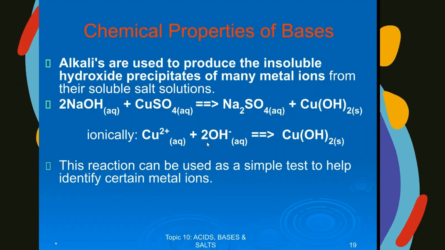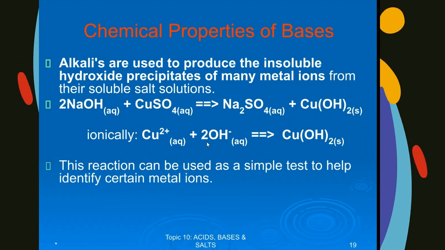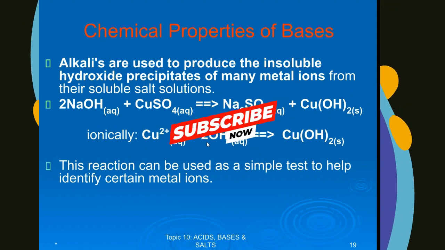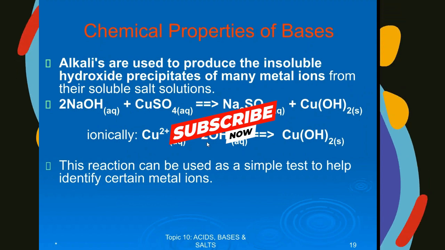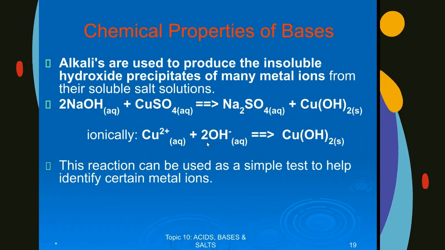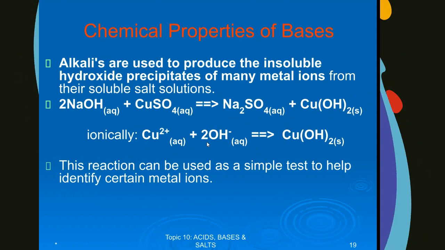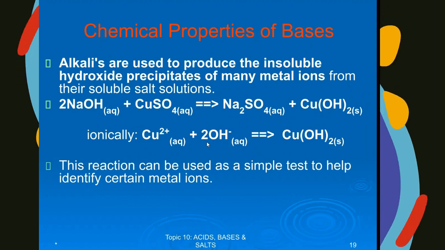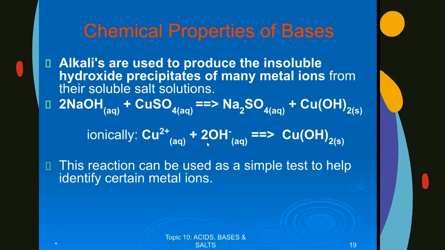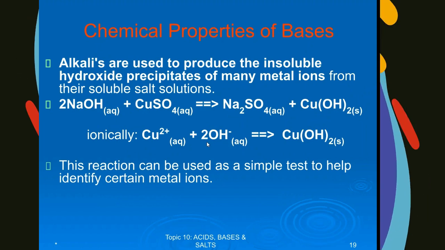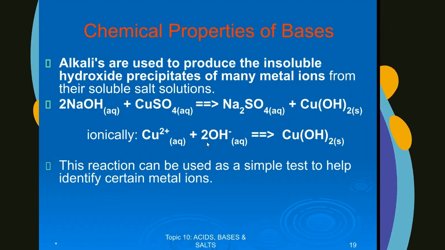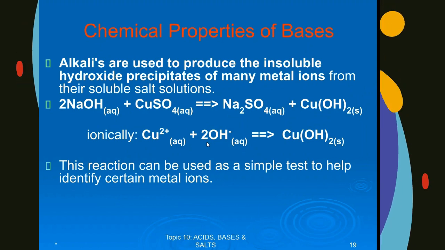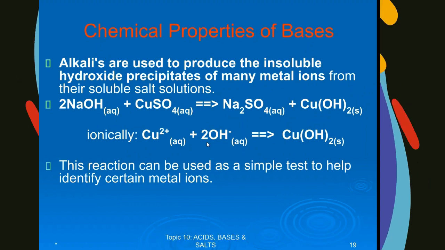Now, alkalis are used to produce the insoluble hydroxide precipitates of many metal ions from their soluble salt solutions. So here we have the example of 2NaOH plus CuSO4, which gives rise to Na2SO4 plus Cu(OH)2. So ionically, how are we getting Cu(OH)2? First of all, we take Cu plus 2 ions plus 2OH minus ions, and we get Cu(OH)2. So this reaction can be used as a simple test to help identify certain metal ions.